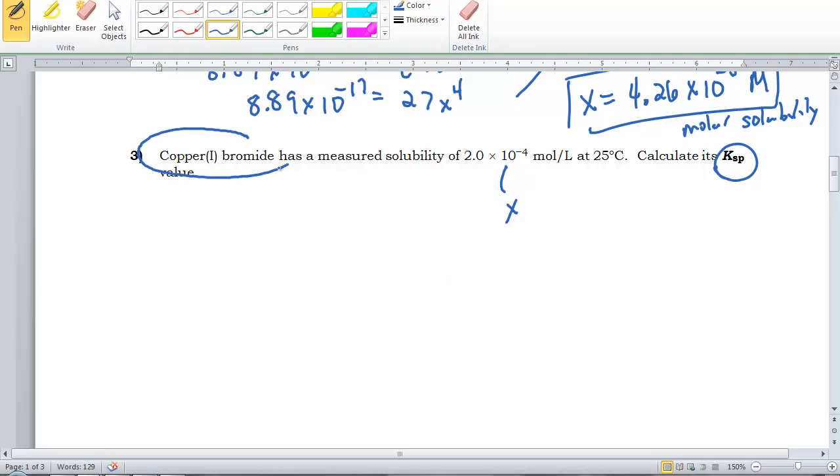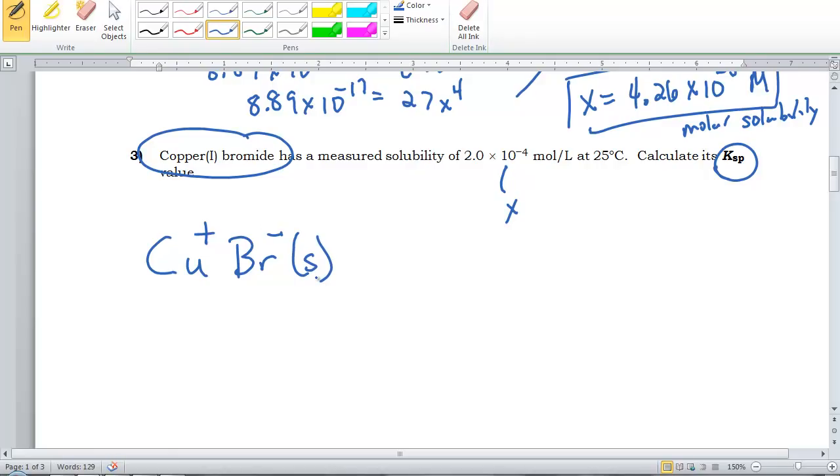So one thing we do need to know is the formula of that salt. Copper. What does that 1 mean? Yeah, it means copper has a +1 charge. Bromine, or bromide, as a charged species, it's a halogen. How many electrons is bromine going to gain to become bromide? Yeah, just 1, so it's going to be -1. +1, -1, that is the correct formula of that salt.